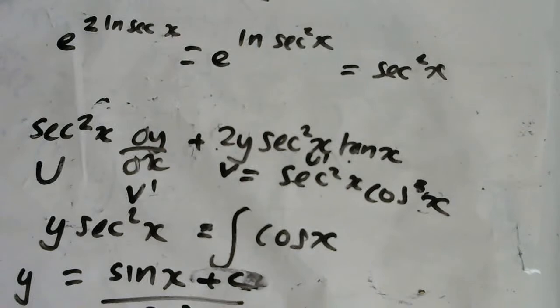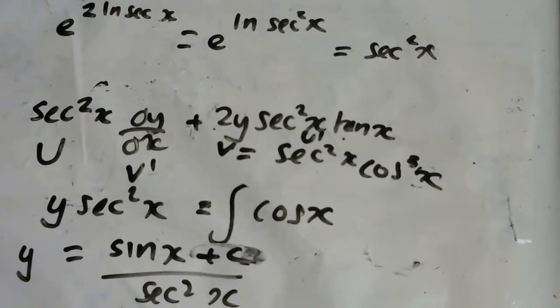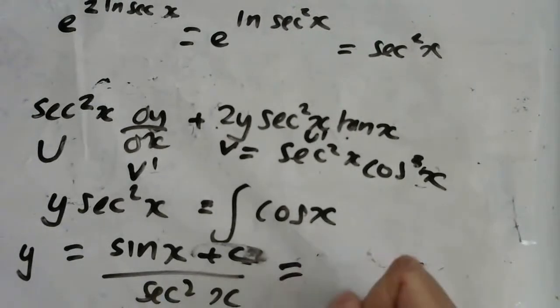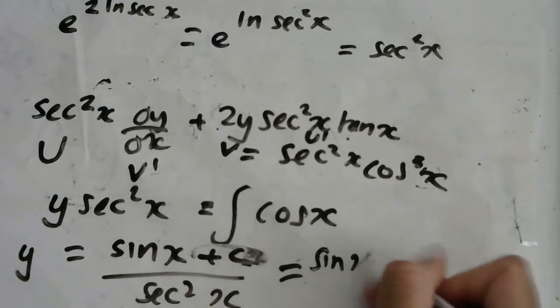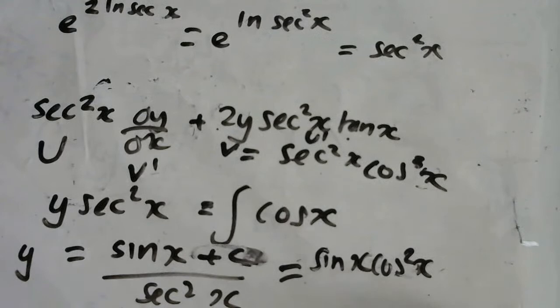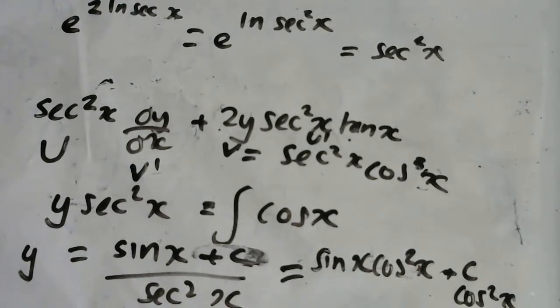And then even this can be tidied up. I'm going to just show you that for a second, and then we'll tidy it up properly. Because sine divided by sec squared, that's the same as 1 over cos squared. So that would just be sine x cos squared x plus c cos squared x. And then you could just substitute the coordinates in. All right, and that's part B.